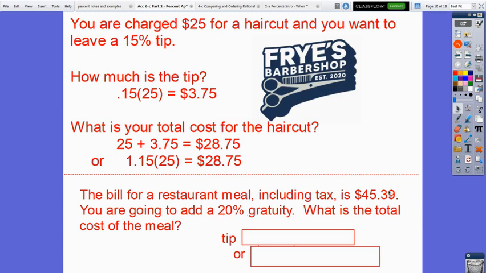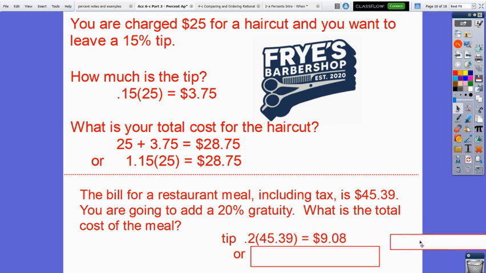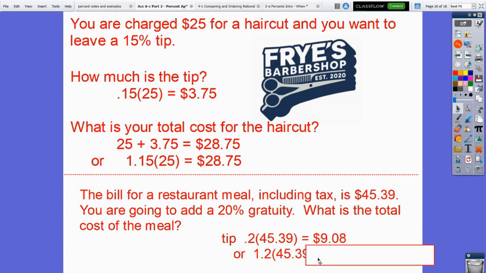So that means you're adding the gratuity onto the original price. You can do it in 2 steps by calculating the tip. 20% of $45.39 is $9.08, and add that on. Or you can do it in 1 step: 1.2 times $45.39, and that is $54.47. So that is tipping or gratuities, same thing.